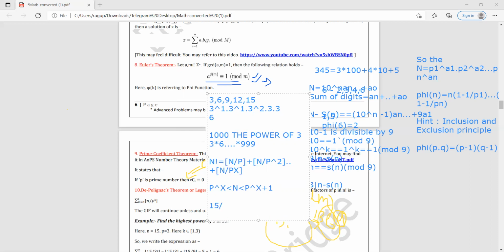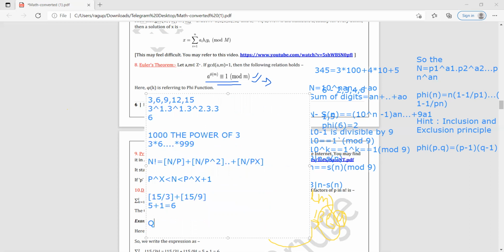Floor of 15 by 3 plus floor of 15 by 9. Now 15 by 3 is 5, so we'll write 5. Floor of 5 is 5. And 15 by 9 is 1.666 something, so floor of it would be 1. So we have the power of 3 as 6, and it is true. This was the basic idea of it.